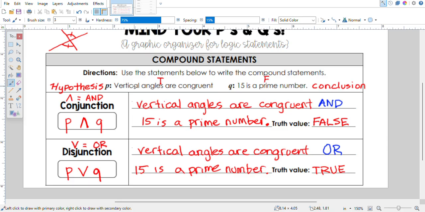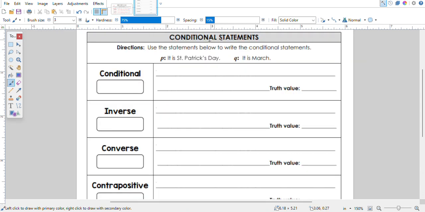The next type of statements that we are going to see are what we call conditional statements. Here we have a new hypothesis. It is St. Patrick's Day. And we have a new conclusion. It is March. It's still very much in the same regard where we have a P and then a Q. The order is relevant.